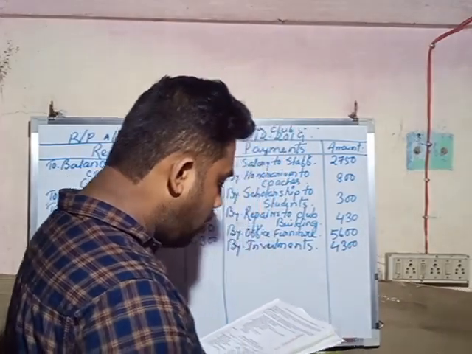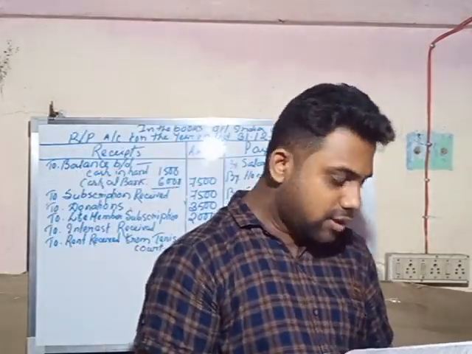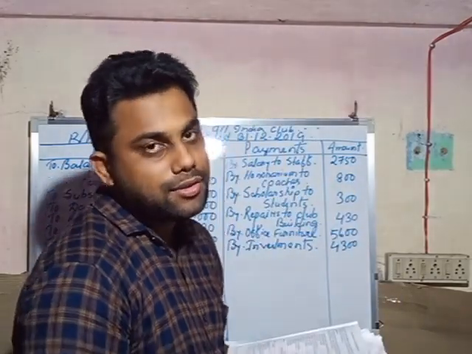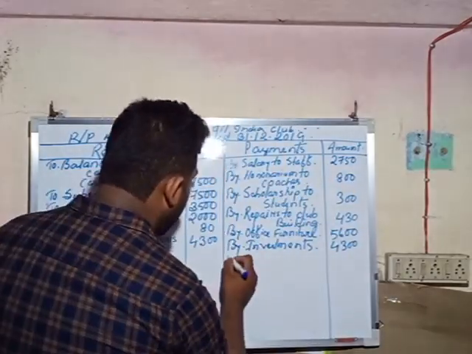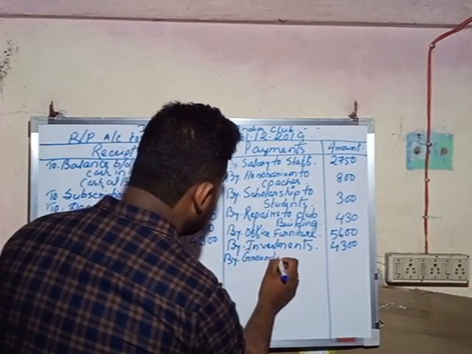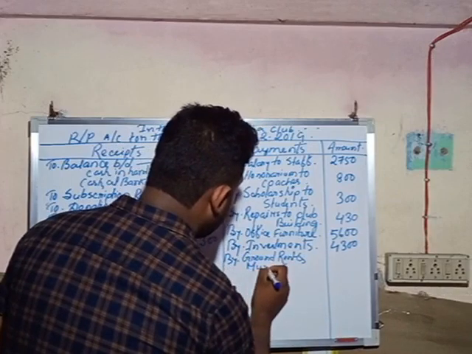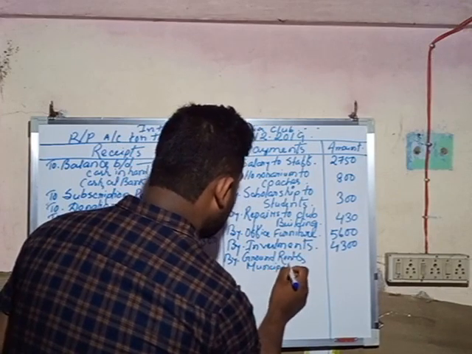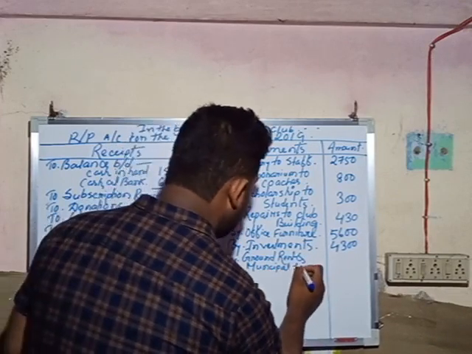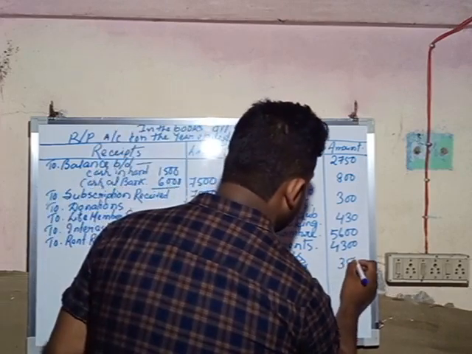Next, the ground rent and municipal tax. Tax we have to pay, so it is a payment for the non-trading organization. It comes on the payment side by ground rent and municipal tax, and the amount is 350.